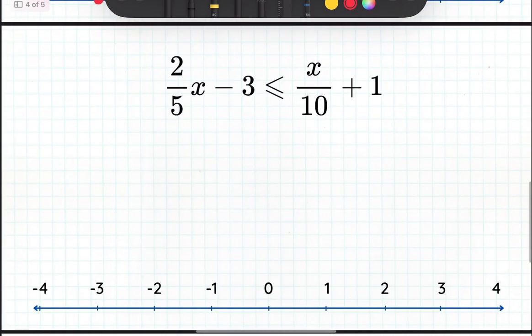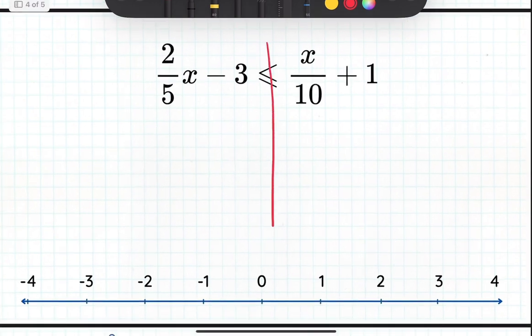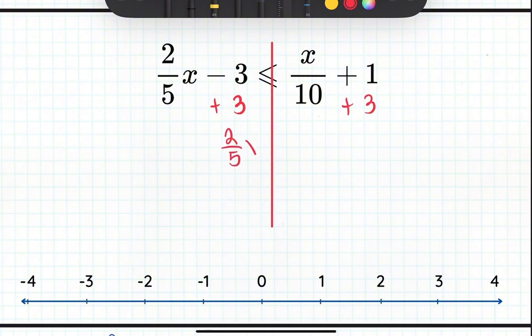So now let's work on this one together. So we have 2 over 5x minus 3 is less than or equal to x over 10 plus 1. So let's start with our separation. And we're going to follow the same steps. We're going to add 3 on both sides. And I have 2 over 5x is less than or equal to x over 10 plus 4.